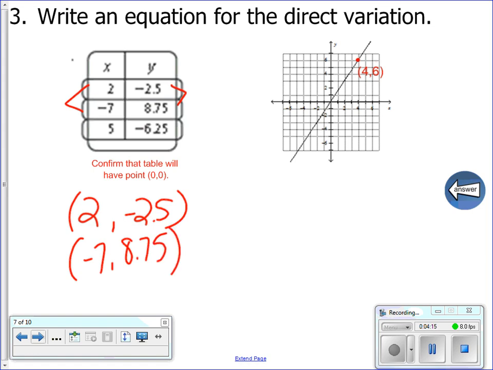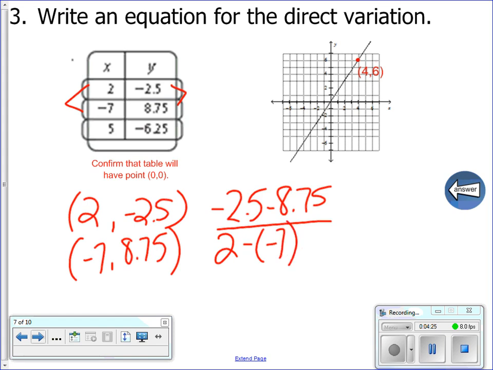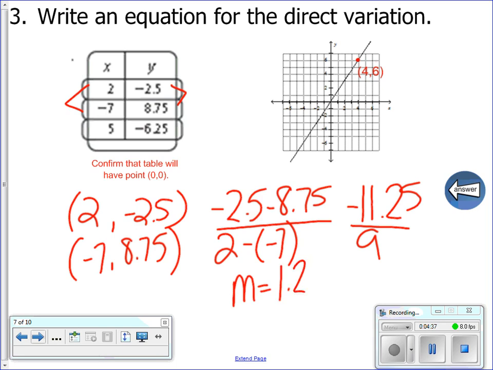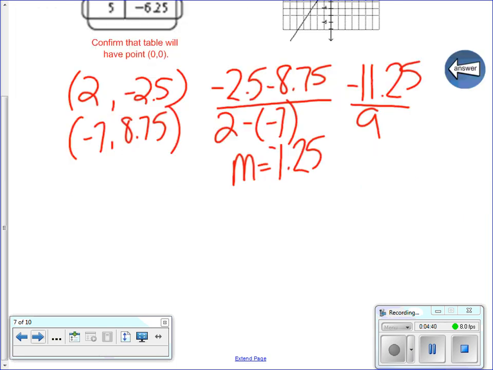So y minus y is negative 2.5 minus 8.75 over x minus x, 2 minus negative 7. That gets us a negative 11.25 over 9. So that means that my m is negative 1.25. So my equation is y equals negative 1.25x. And is this direct variation? Yes.